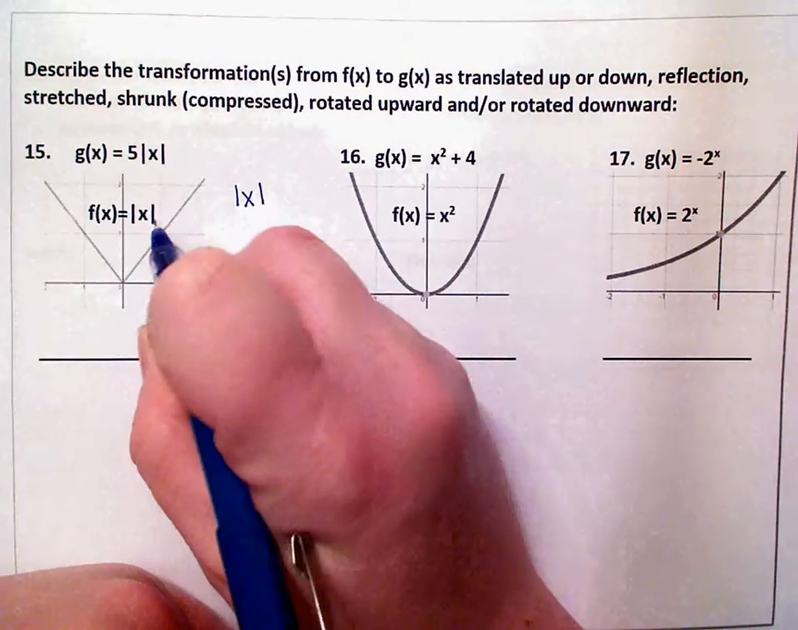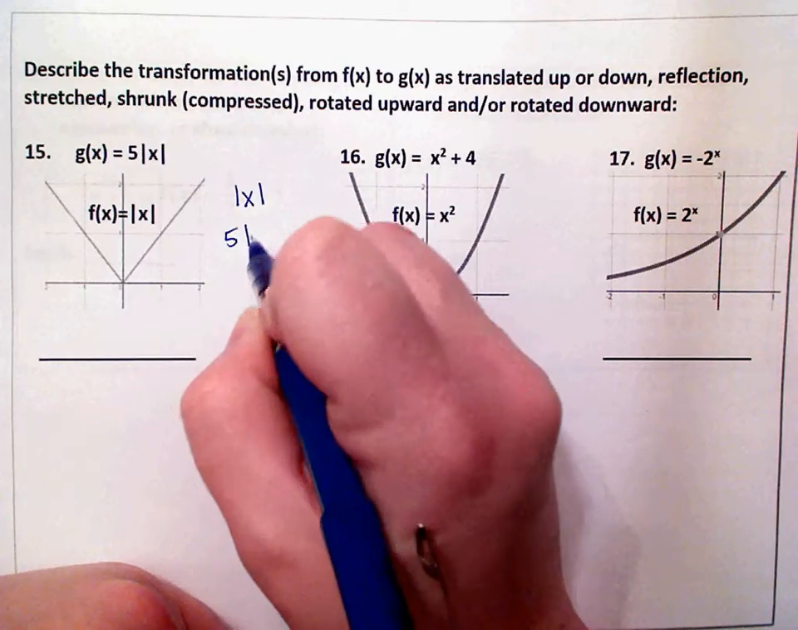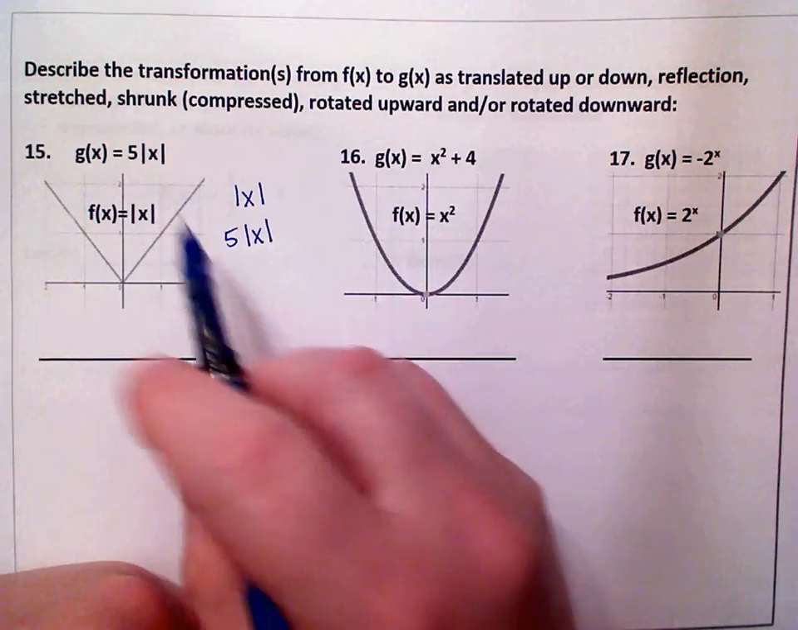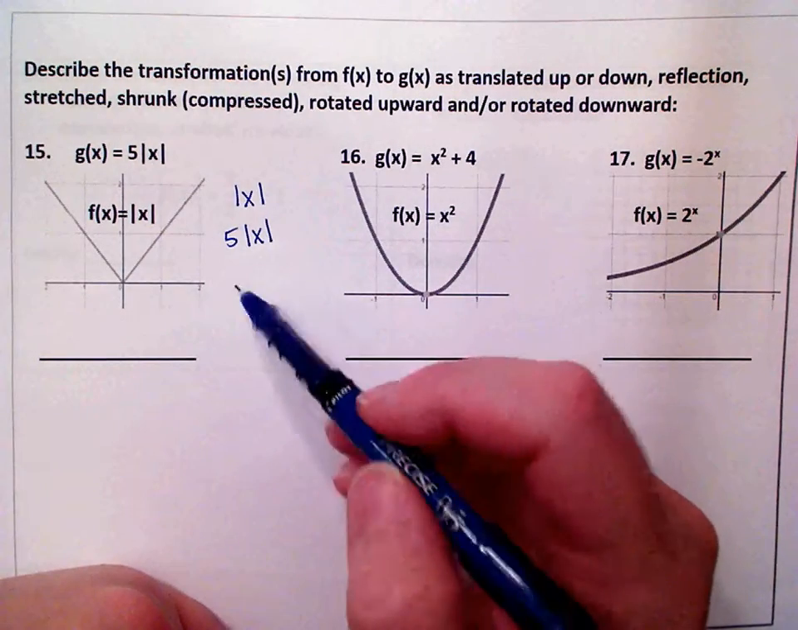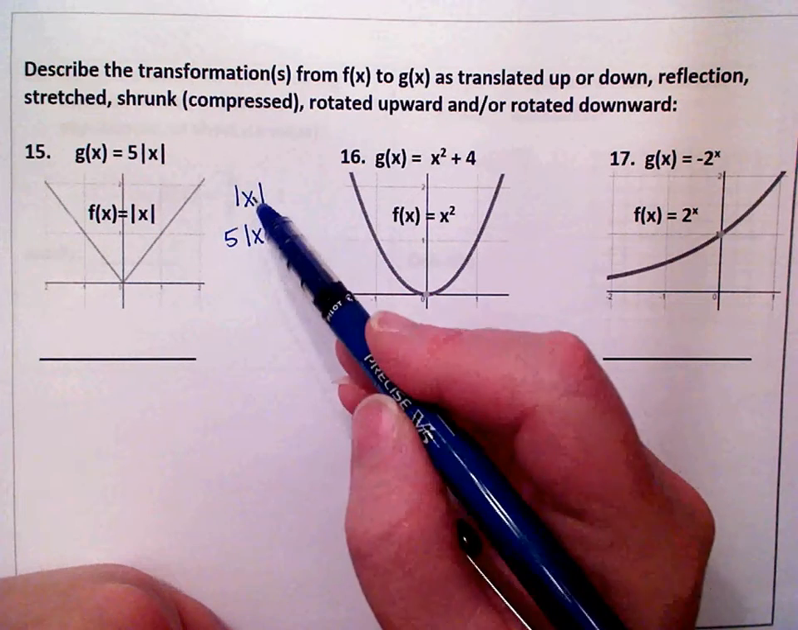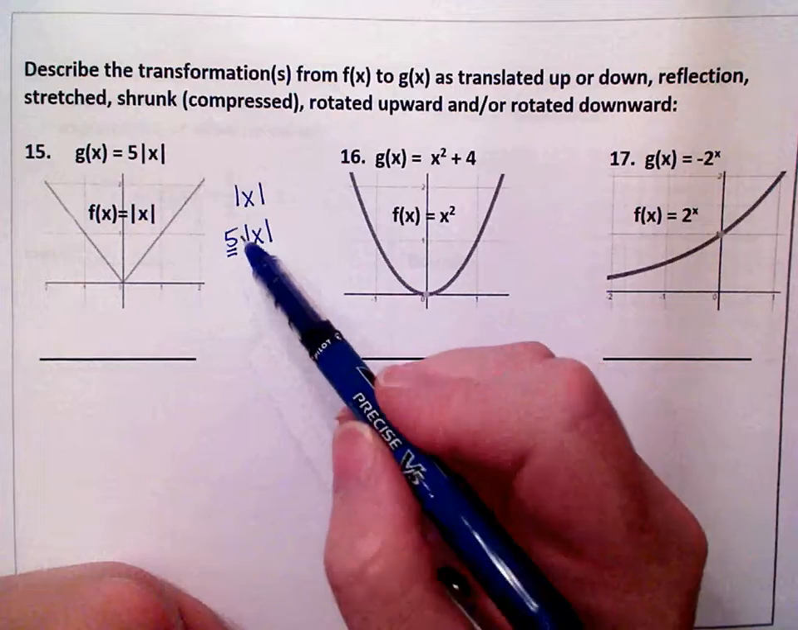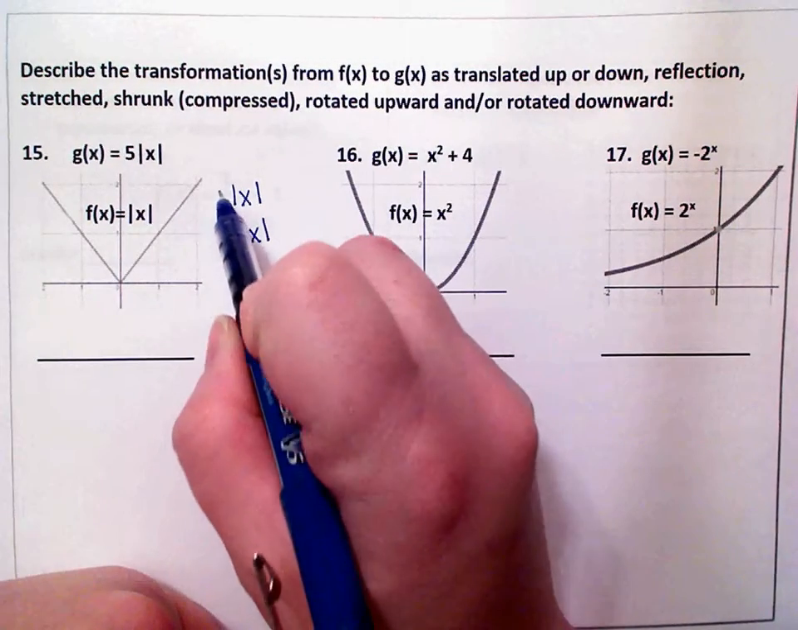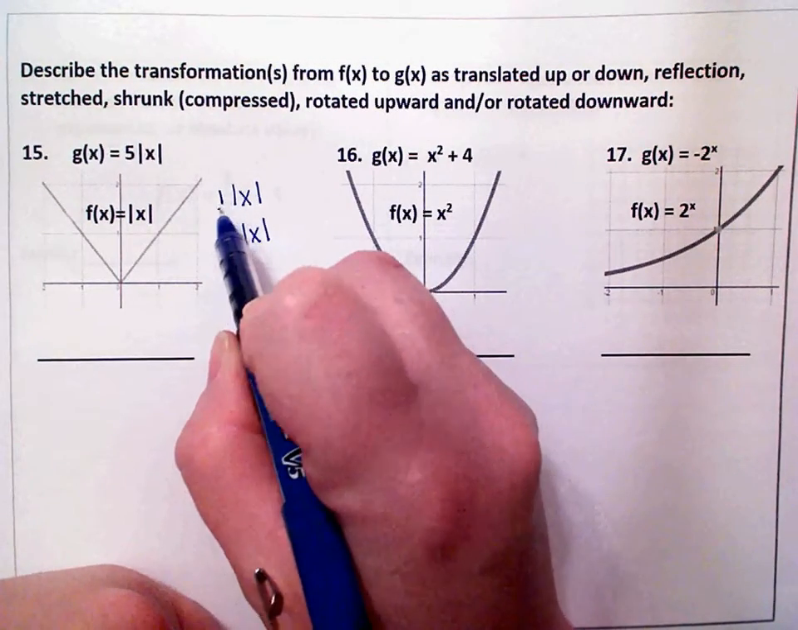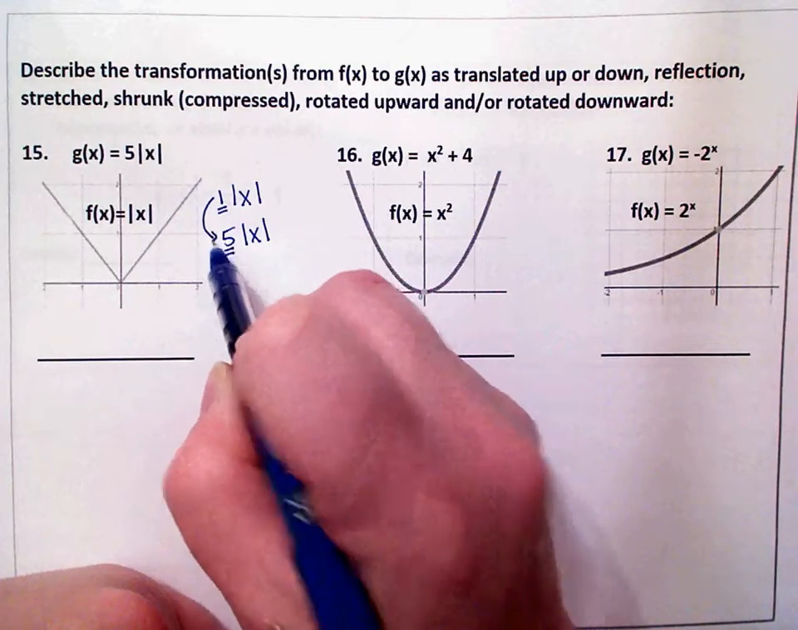So the very first thing you want to do is make sure that you understand you're starting with the absolute value of x and you're transforming to 5 times the absolute value of x. So the only change between this function and this function is the number in front. Now the number in front of the absolute value of x is an understood 1, and so our number changed from a 1 to a 5.